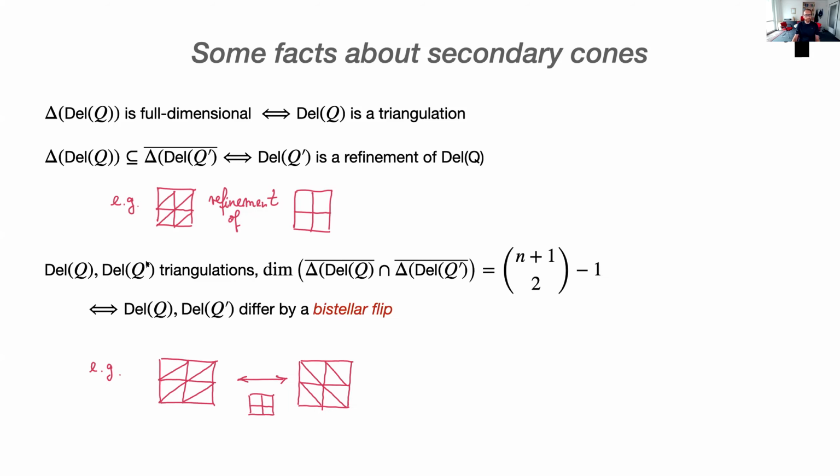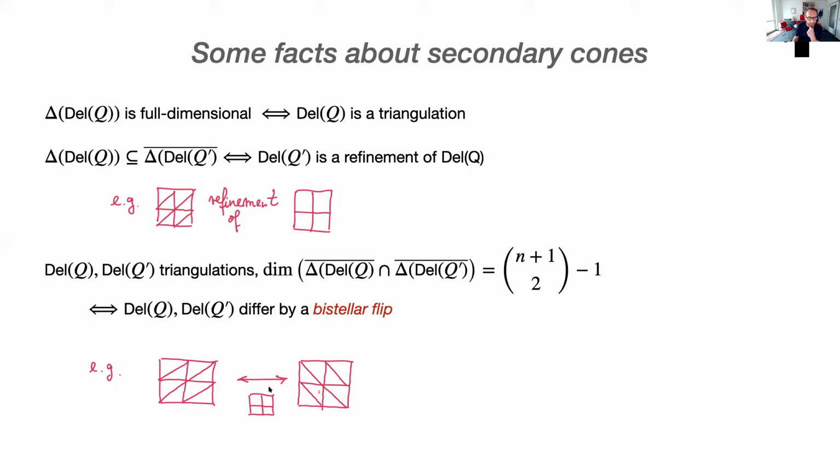Then we have a relation between two different kinds of triangulations where the secondary cones share a facet. So we have two Delaunay subdivisions, two Delaunay triangulations, Del Q and Del Q prime. And suppose the dimension of the intersection of the closure of their secondary cones is of maximal dimension if they are different. So it is n+1 choose 2 minus 1. That's exactly the case when these two triangulations differ by a bistellar flip. So the bistellar flip I will also define on the exercise sheet. But I think the picture says more than the definition.